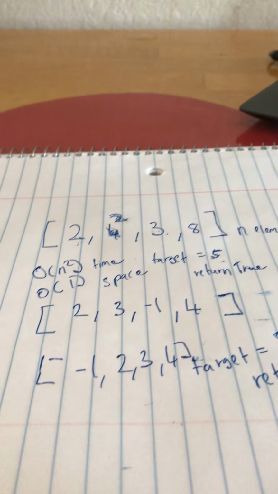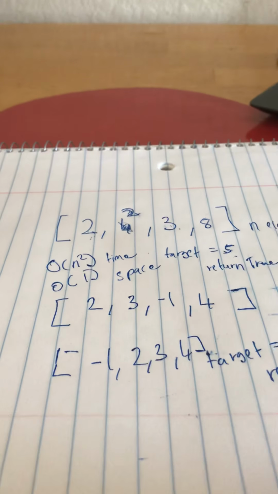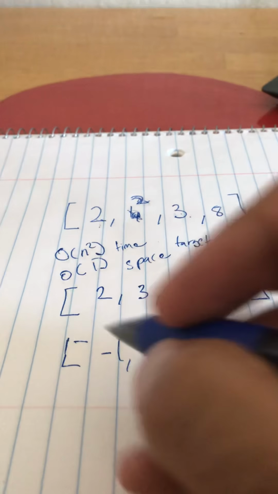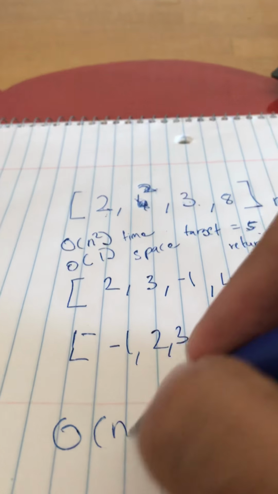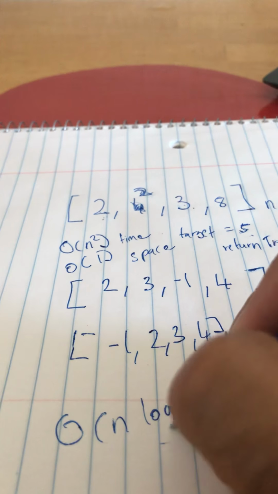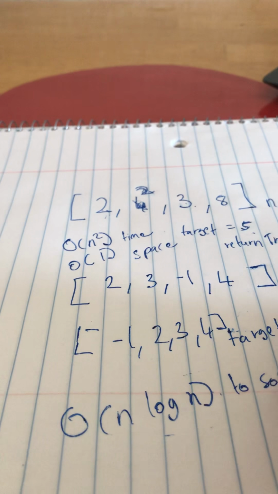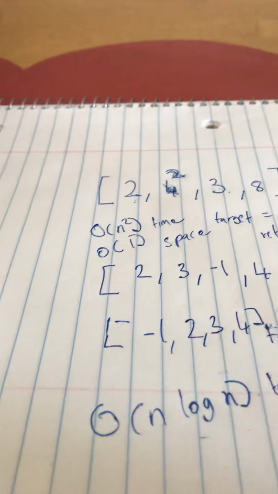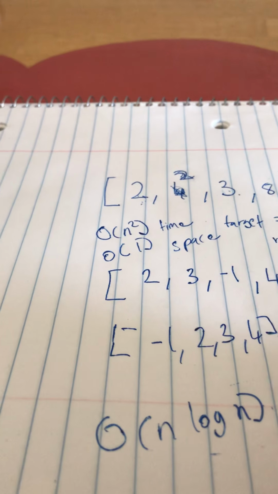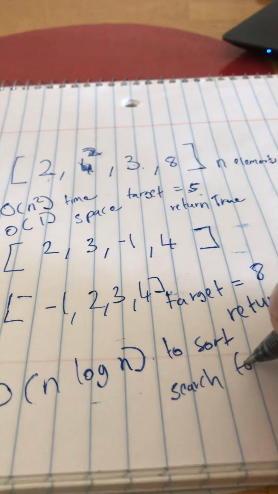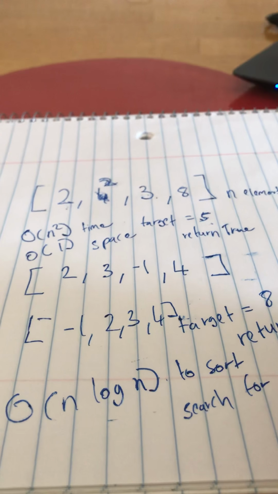So what would be the runtime of this algorithm? If we did this, sorting would be O of n log n, where n is the number of elements. So we would say O of n log n to sort, and then you would actually have to do O, and then search for the complement.